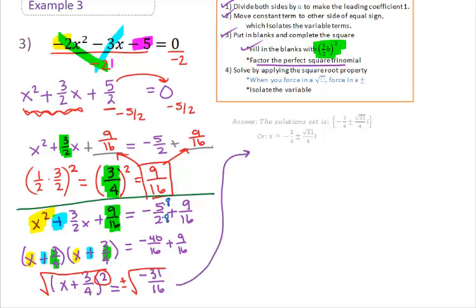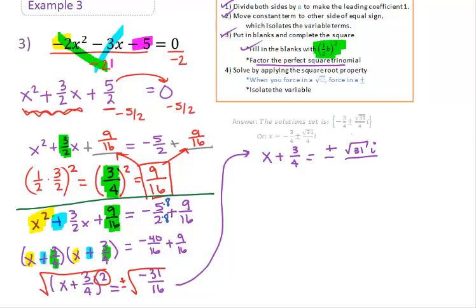On the left, my square and my square root cancels out, leaving me with x plus 3/4. On the right, I have both positive and negative, simplifying what I can. On the top, I have square root of negative 31. Now, the square root of 31 doesn't simplify, but I can take the square root of the negative to give me an i. On the bottom, square root of 16 does simplify, and that gives me a 4.